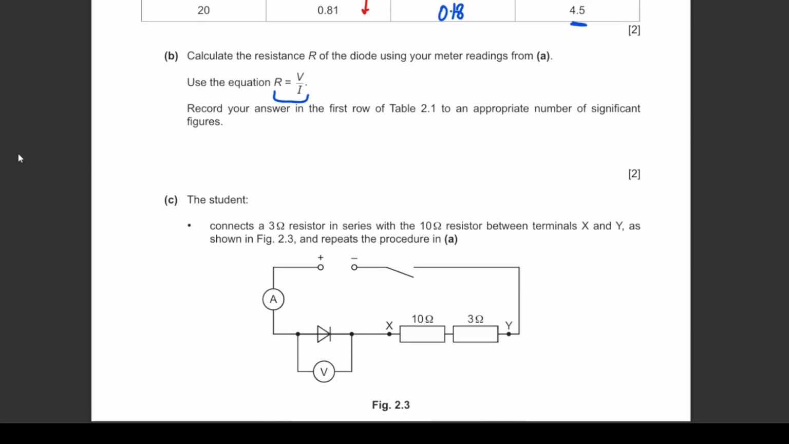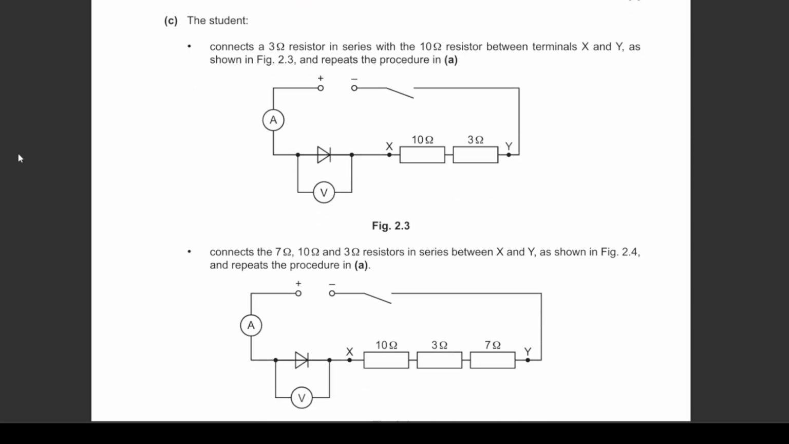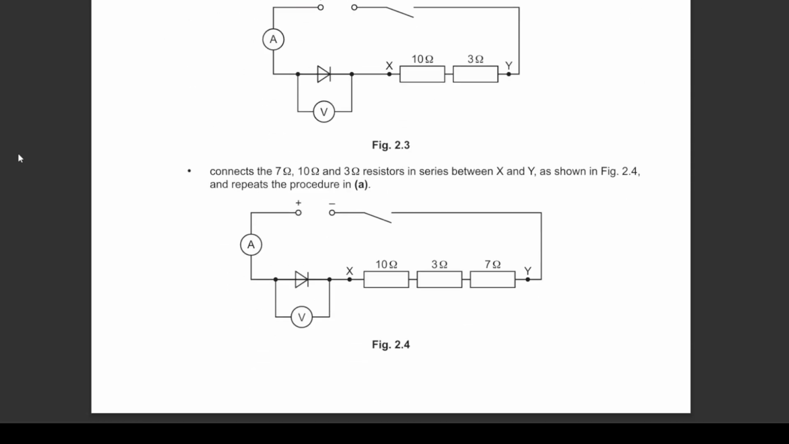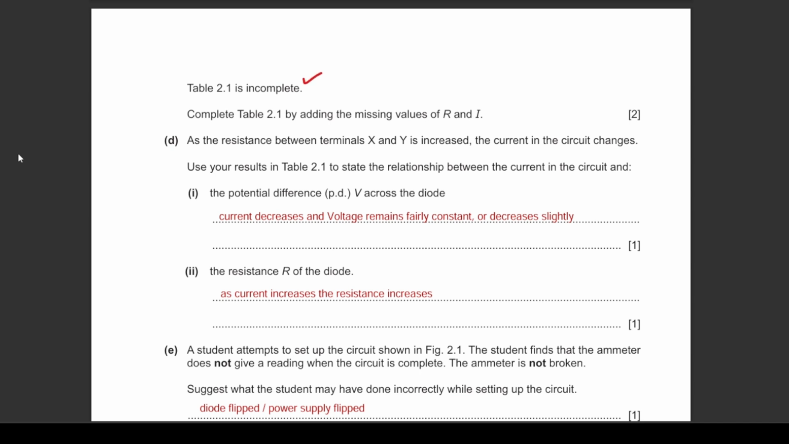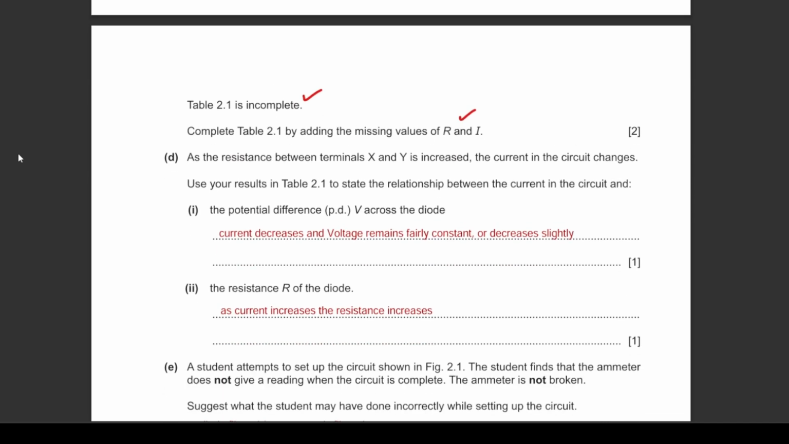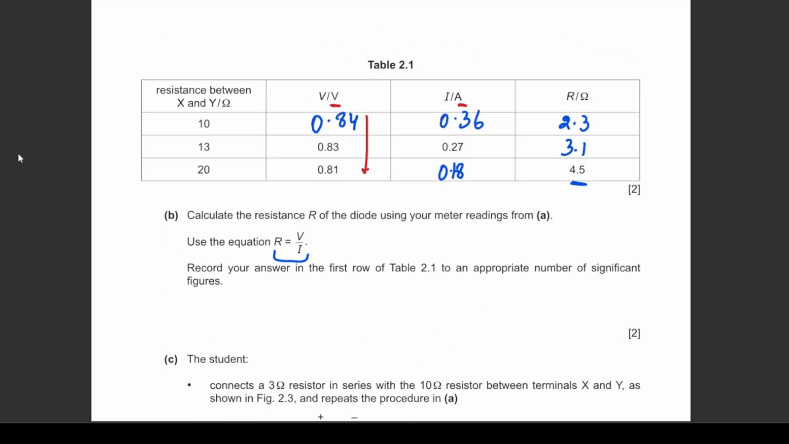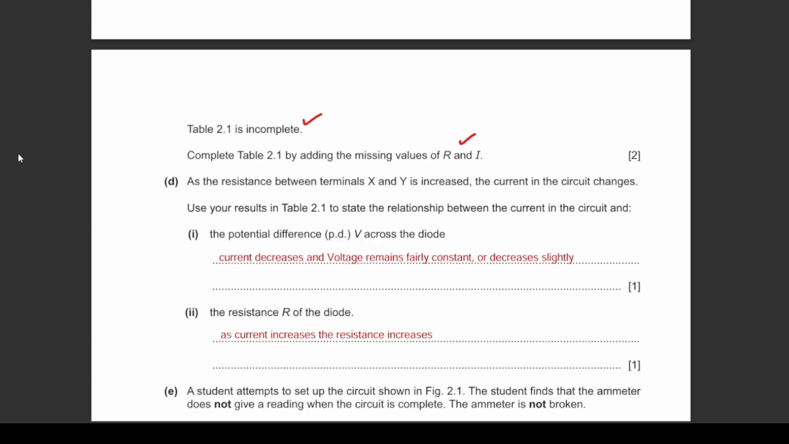Yeah. Student then connects a 3 ohm resistor and then 1 ohm resistor and so on and so forth. Repeats experiment procedures in A. Repeats experiment in this case. And then a table is complete. Complete the values by adding missing values. We've done that already. As a student, I think, are the units there? Sometimes he will miss out these units and add that point as an extra mark question.